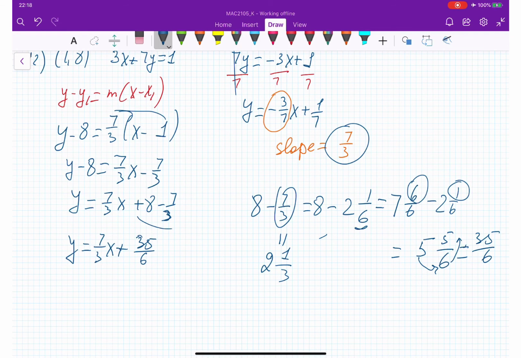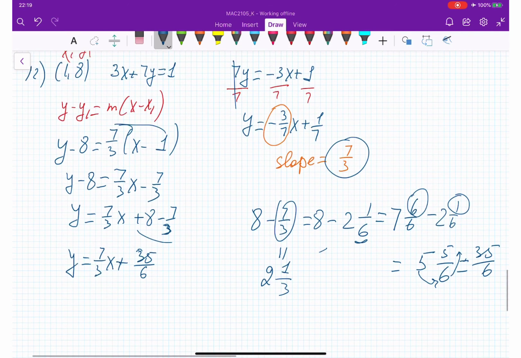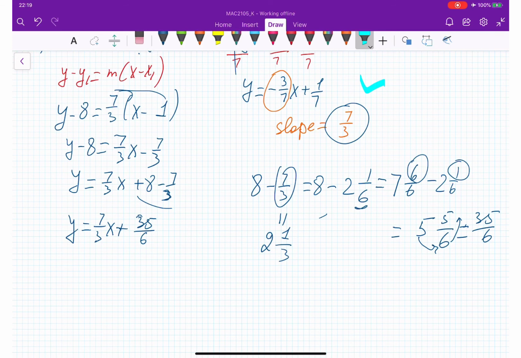Okay, so this is going to be our slope intercept. Let me see, did I do it right? I think I did some mistake somewhere. Let me double check. So I have points 1 and 8 and 3x plus 7y equal 1. Okay, let me go over one more time. 7y is equal to negative 3x plus 1, divided by 7, negative 3 over 7 x plus 1 over 7. Okay, this is also correct. Slope is equal to positive 7 over 3.